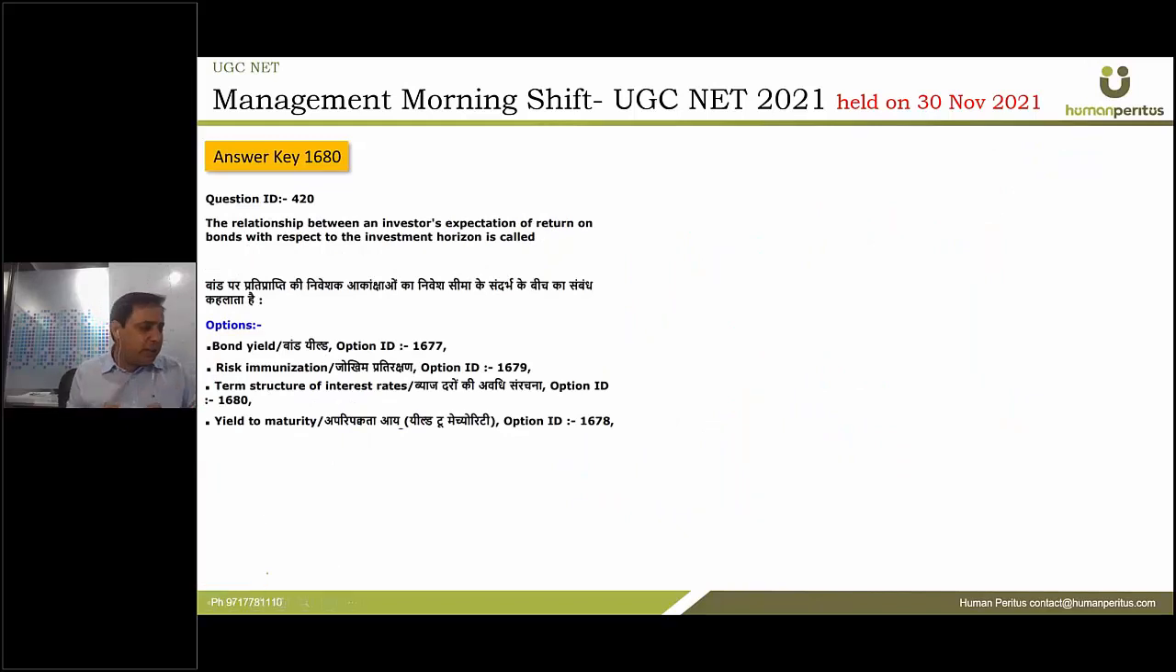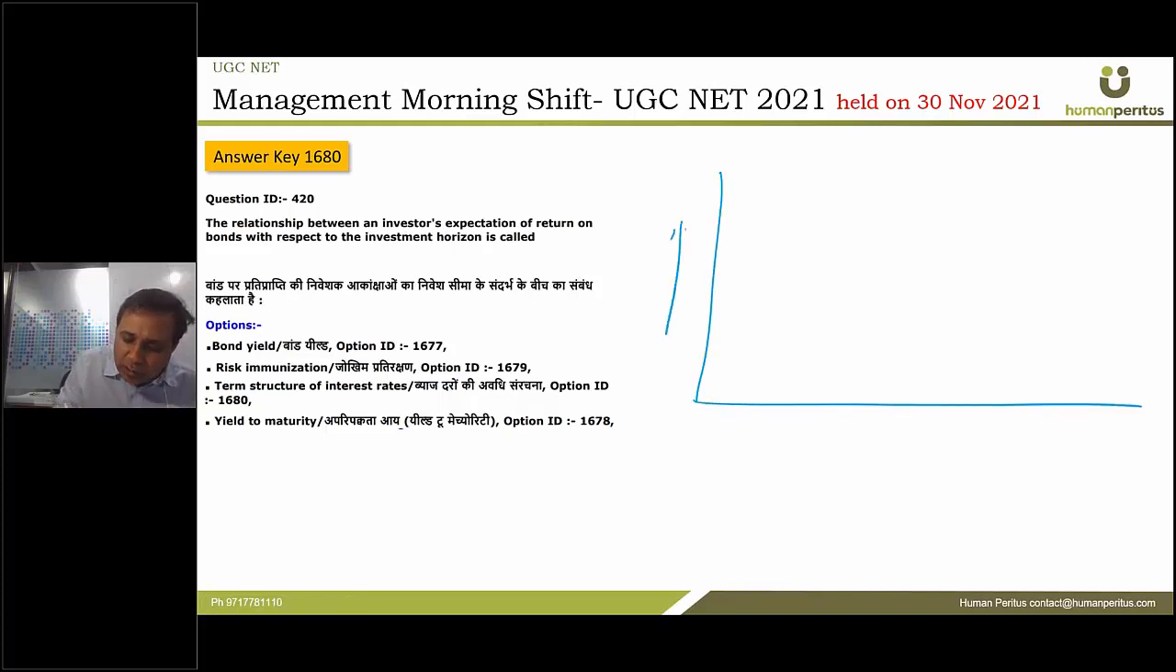Next one is: the relationship between an investor's expected rate of return on bonds with respect to investment horizon is known as what? So guys, this is known as the term structure of interest rate. So what is the term structure of interest rate?